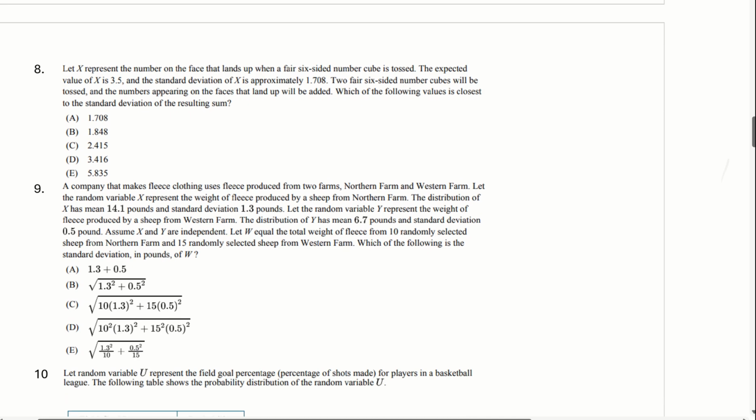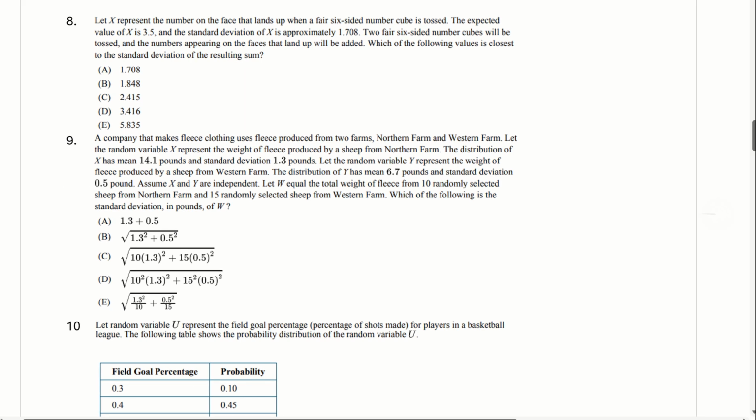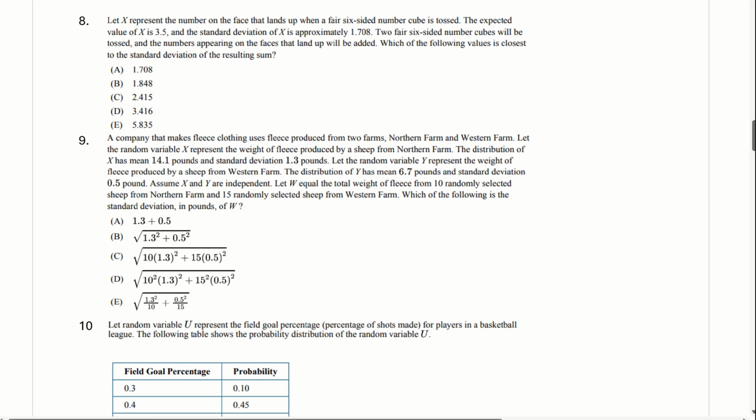Okay, so let's look at the next question. Let x represent the number on the face that lands up when a fair six-sided number cube is tossed. The expected value of x is 3.5, and the standard deviation of x is approximately 1.708. Two fair six-sided number cubes will be tossed, and the numbers appearing on the faces that land up will be added. Which of the following values is closest to the standard deviation of the resulting sum?